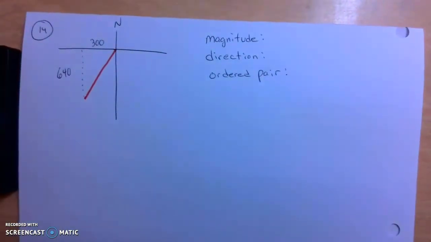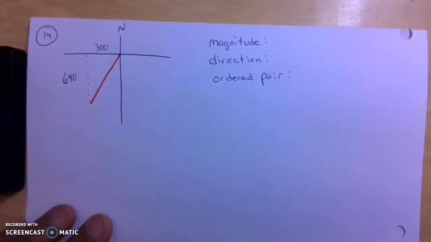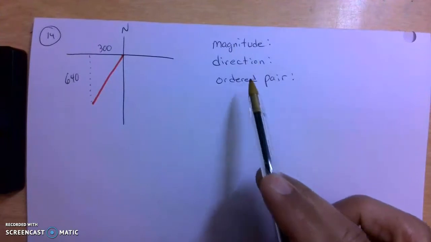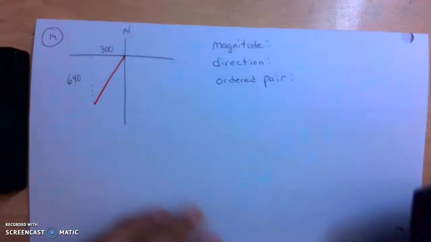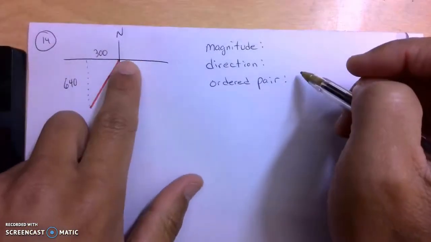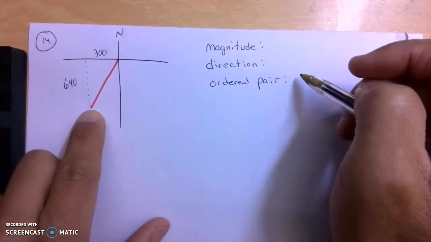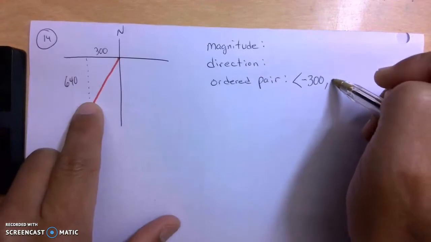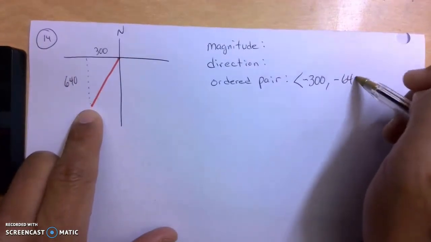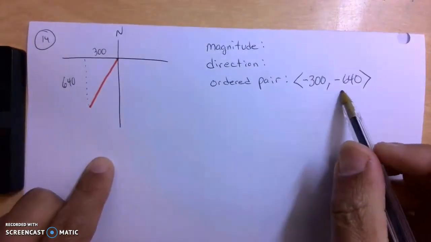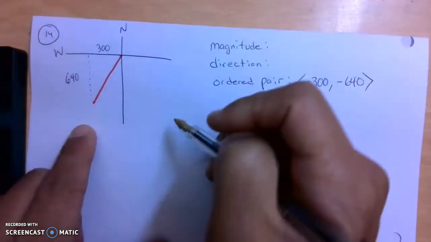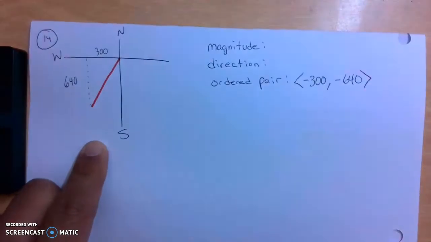Okay, I'm going to do number 14 here on page 456. They give you a vector here in red, and they want you to figure out the magnitude and direction of this guy. First of all, I'm going to give the ordered pair, and that is how far this guy goes left and then down. So this is negative 300, that's the x value, and then negative 640, which is the y value. They didn't ask for this, but negative x basically means west, and negative for the y value means south.